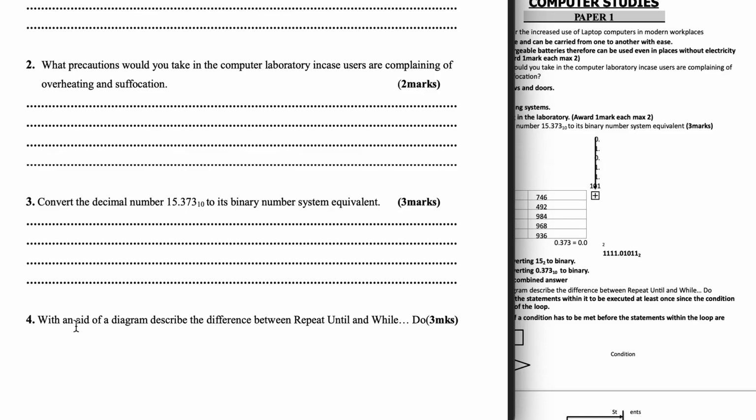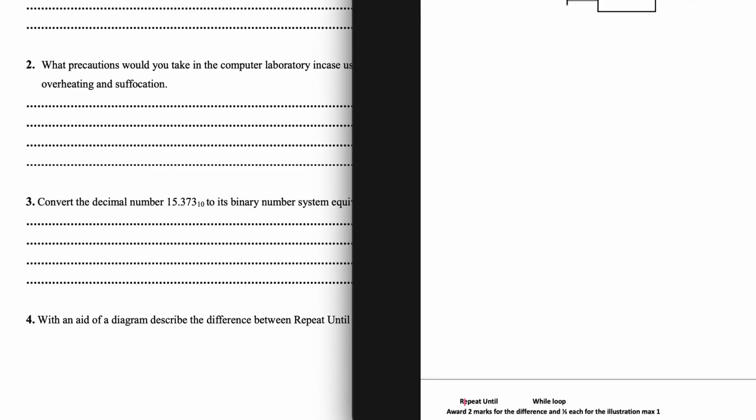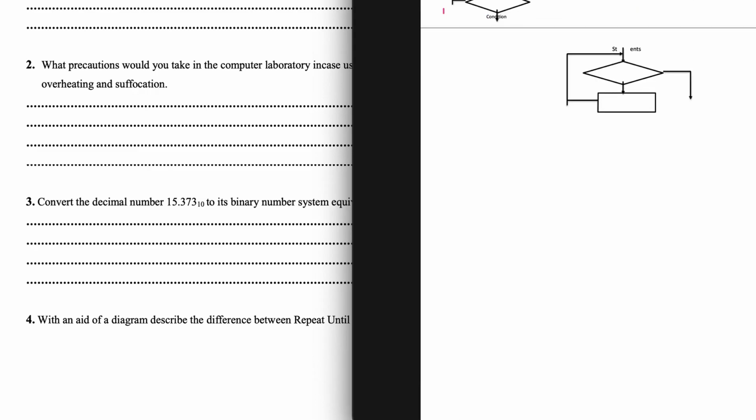Question 4. With an aid of a diagram, describe the difference between repeat until and while do. Repeat until allows the statements within it to be executed at least once since the condition is tested at the end of the loop. While loop is used if a condition has to be met before the statements within the loop are executed. That is the diagram.